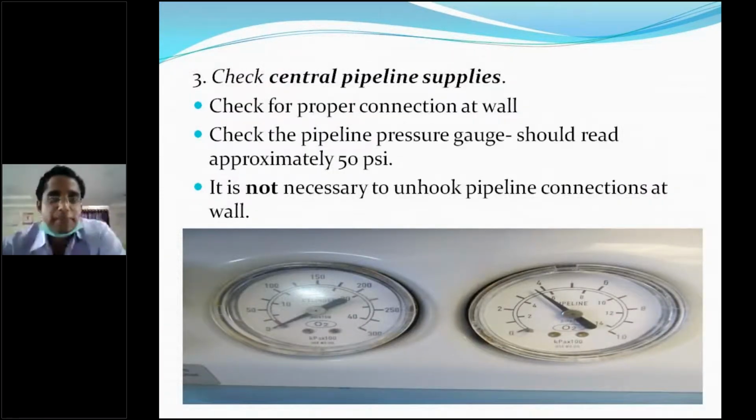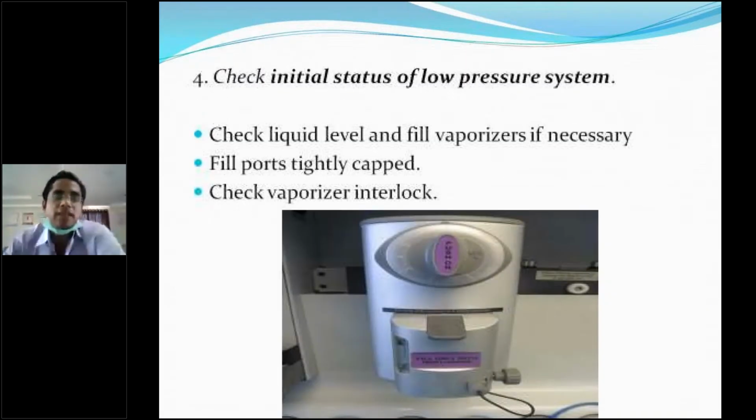This is the central pipeline pressure. Here you are seeing an indicator. On the left side image, you are seeing it as 0, and on the right side the pipeline pressure is between 3 and 4. So on the left side, if it is 0, then you should know that there is no pressure in the pipeline, and you cannot start a case.